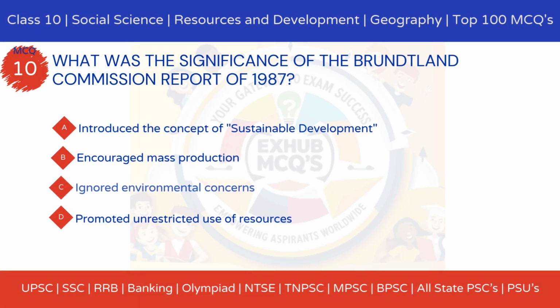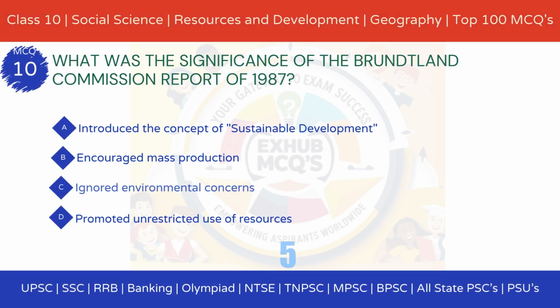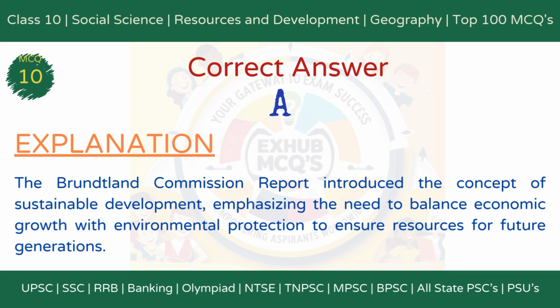MCQ 10. What was the significance of the Brundtland Commission report of 1987? Option A, introduced the concept of sustainable development. Option B, encouraged mass production. Option C, ignored environmental concerns. Option D, promoted unrestricted use of resources. The correct answer is option A, introduced the concept of sustainable development.